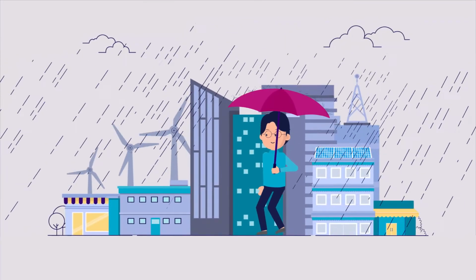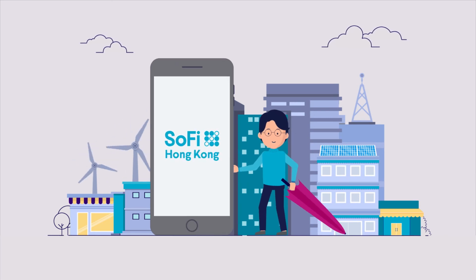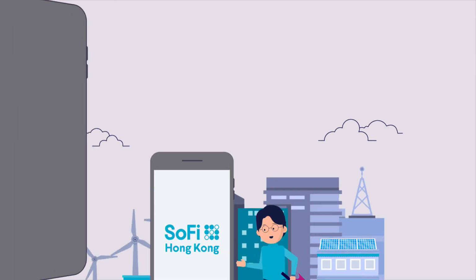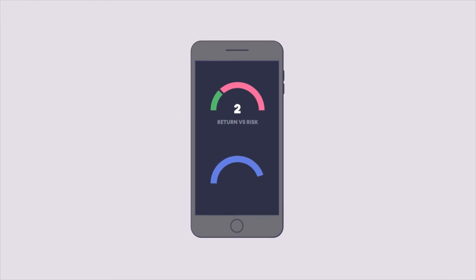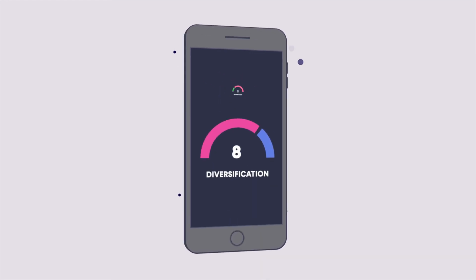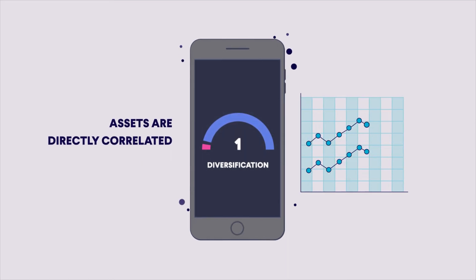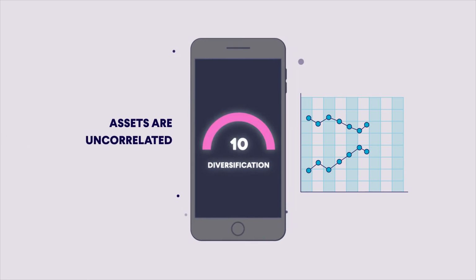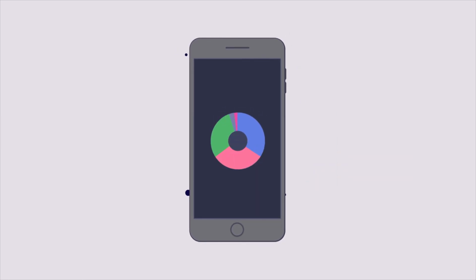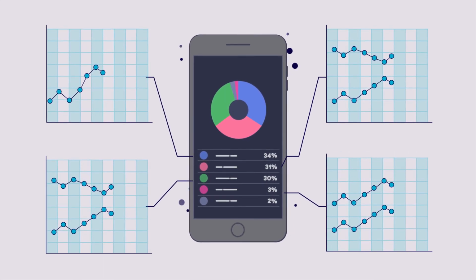All of this may seem overwhelming, but this process is made simple when making investments through the SoFi Hong Kong app. Included within the app is a diversification algorithm that automatically calculates the level of diversity among your investments and returns a score. The value is represented on a 1 to 10 scale, with 1 being an indication of directly correlated assets and 10 representing uncorrelated assets. The algorithm is calculated from the historical returns of your portfolio to determine whether they are correlated or not.